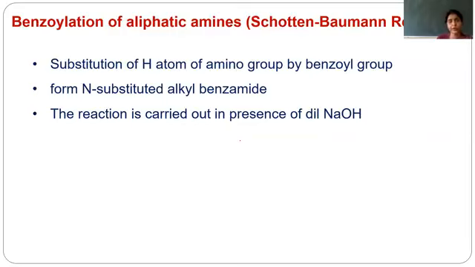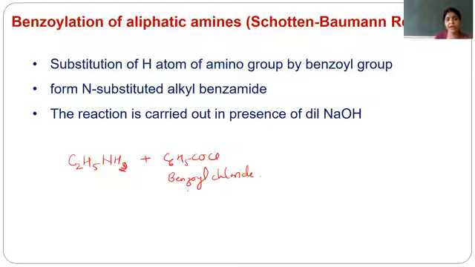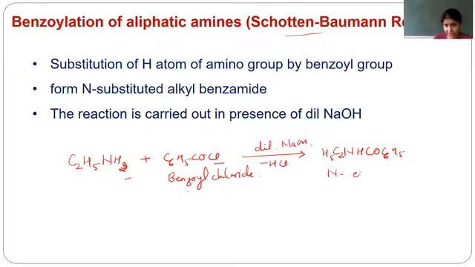Benzylation of aliphatic amine is carried out by the reaction of aliphatic amine with benzoyl chloride. Suppose the reaction of diethyl amine with benzoyl chloride, C6H5COCl. This is known as benzoyl chloride. When benzoyl chloride is used for benzylation, the reaction is known as the Schotten-Baumann reaction. This reaction is carried out in the presence of dilute sodium hydroxide. There is the removal of one molecule of HCl and formation of an alkyl benzamide, C2H5 and HCOC6H5 and ethyl benzamide. So in this particular reaction, hydrogen of the amine group is substituted by benzoyl group.